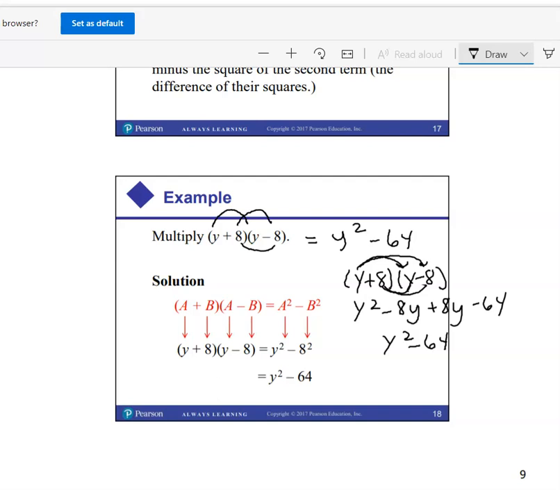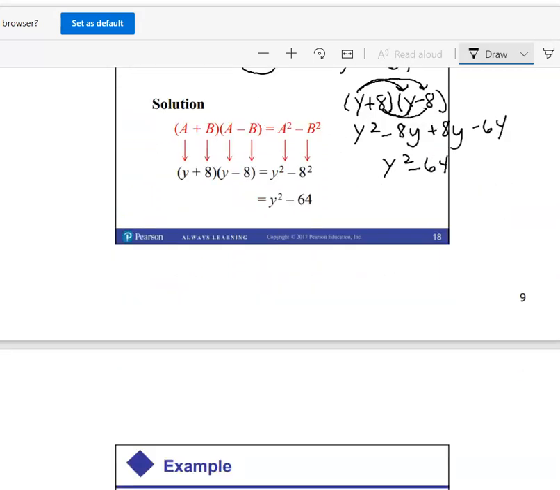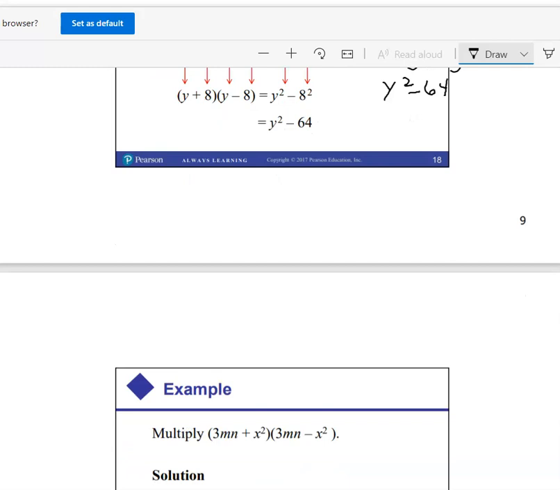So once again, it doesn't matter how you do it, but if you use FOIL, you don't have to memorize all these other formulas. You would just know, I'm going to use FOIL. It might take a little bit of extra work, but it would stay with you.